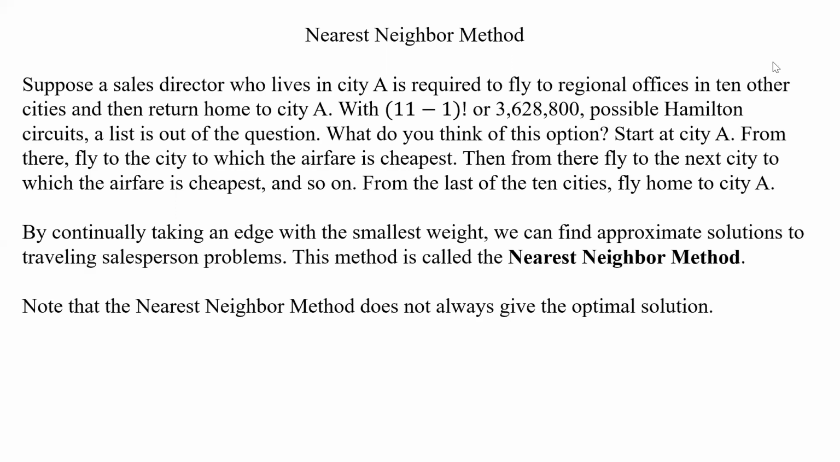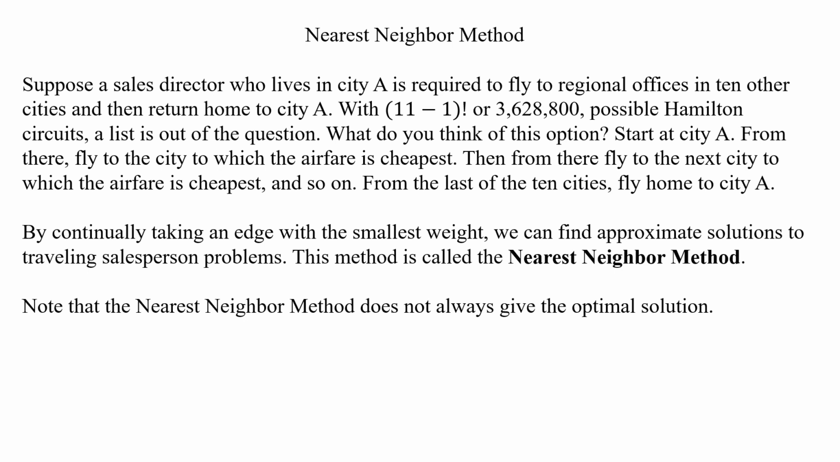All right, so here's the nearest neighbor method. Suppose a sales director who lives in city A is required to fly to regional offices in 10 other cities and then return home to city A. Well, that's going to give us 11 minus 1 factorial, or 3,628,800 possible Hamilton circuits, which is a list that's way out of my range. I'm not going to try that many.